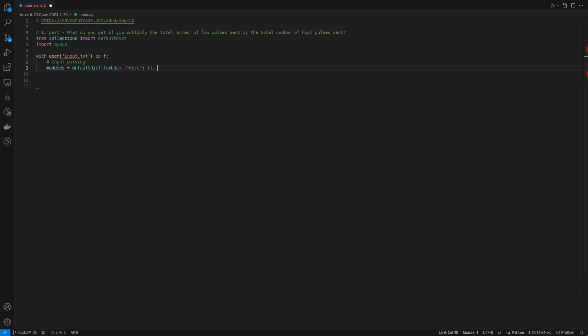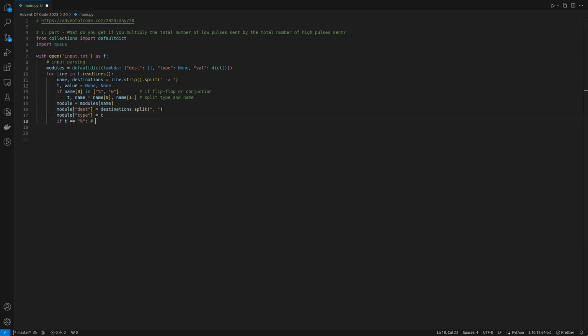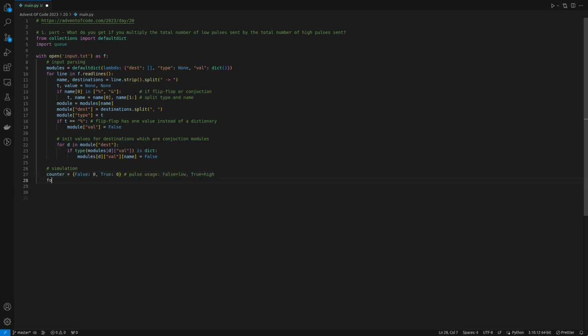As usual, I start by reading the input line by line and creating a map of modules. Each module is identified by a name and has a list of destination modules it sends pulses to, its type, and its inner state. Flip-flop modules have only one value. Conjunction modules have values for each input connection. Then I simulate 1000 button presses and count the number of low and high pulses.